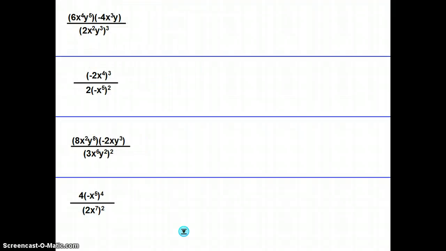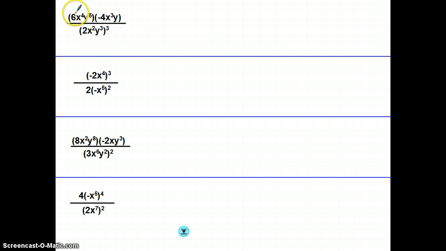Now for our last slide, we're going to put some ideas together. In previous lessons, we've talked about rules of exponents. When we multiply bases, we add the exponents, versus when you raise an exponent to a power, you multiply the exponents. So what I'm going to do is simplify the numerator and denominator of each fraction before reducing my fractions like I have in this lesson.